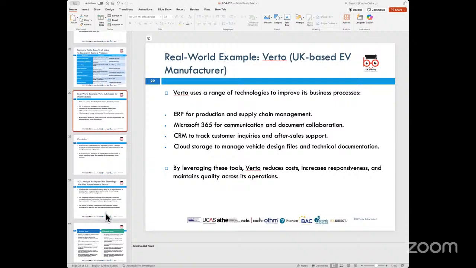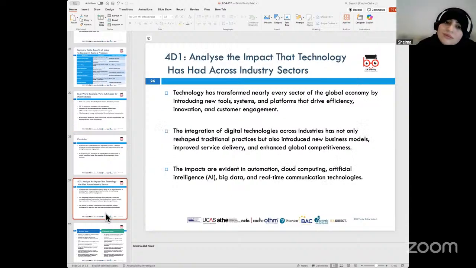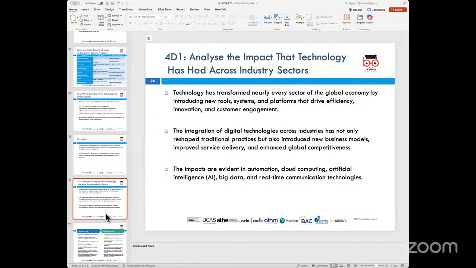No. The last part is distinction, again, an extension of the merit criteria, which says now that we've understood what is the benefit of using technology in improving business processes, what we want to be able to do is analyze the impact of the usage of that technology in bettering the business process, right?